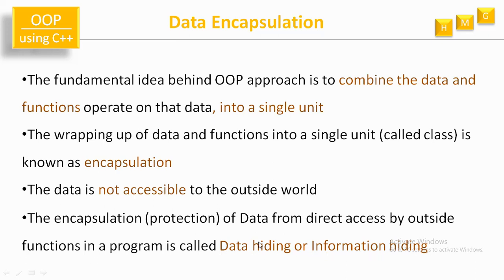The data is hidden within the object and it is protected from the external world, that is outside the object. That data is not accessible to the outside function. Outside the object means there are other functions in other objects, and they cannot access the data within another object. Like this the data is being protected, the data is being hidden, information is being hidden. So this is the concept of data encapsulation.